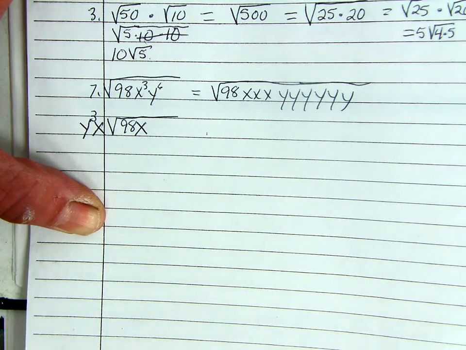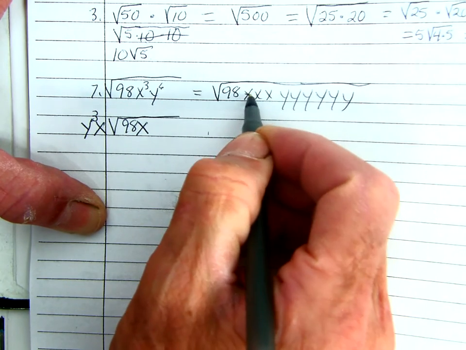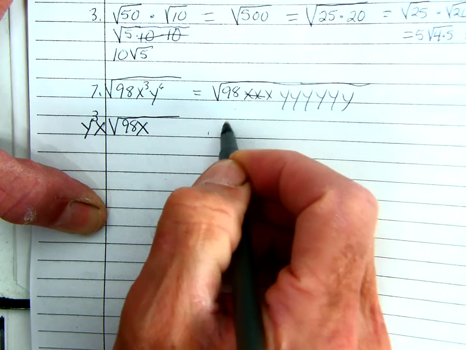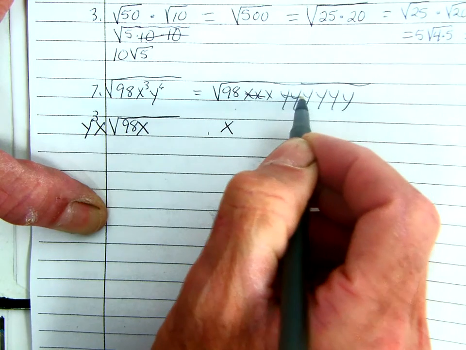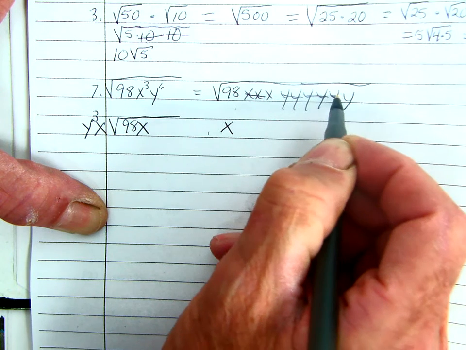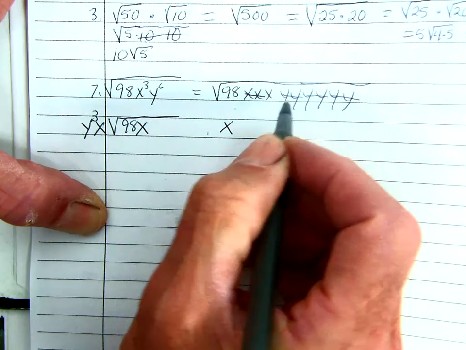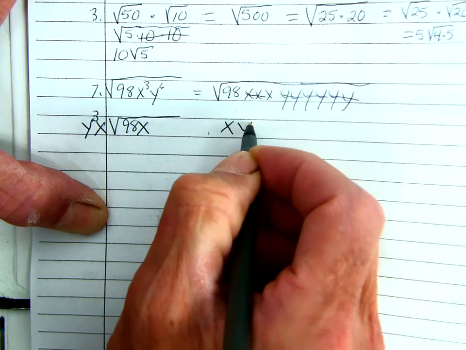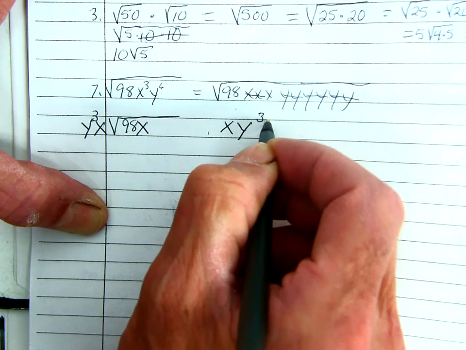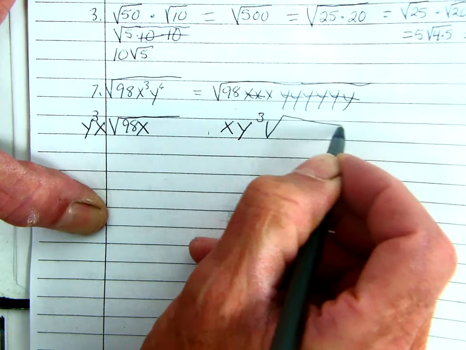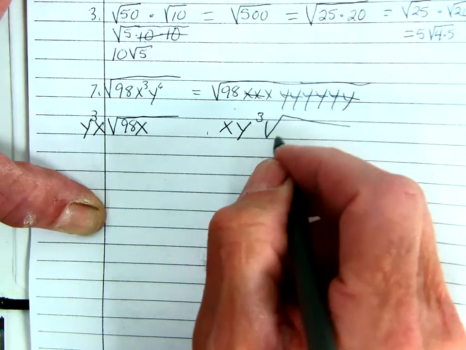Yeah? If you're visual, then you just mark out the pairs. There's 1 pair of x's, so I'm going to have an x on the outside. There's 1, 2, 3 pair of y's. Skylar. I marked out 3 pair of y's. So it's y to the third on the outside. And whatever's left, 98 and an x, stays on the inside.